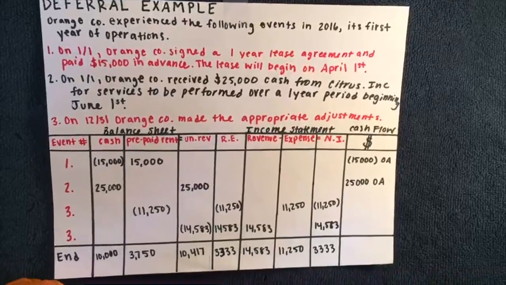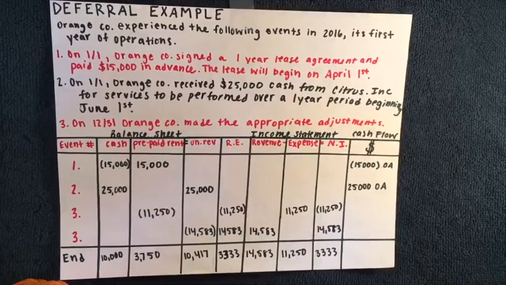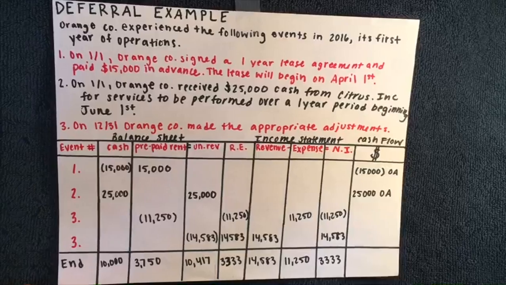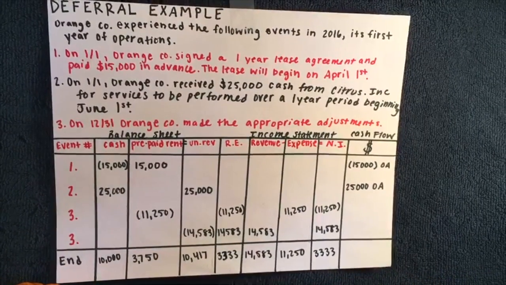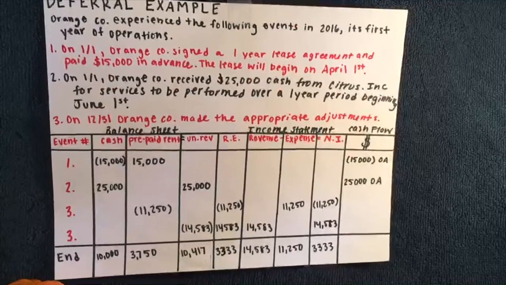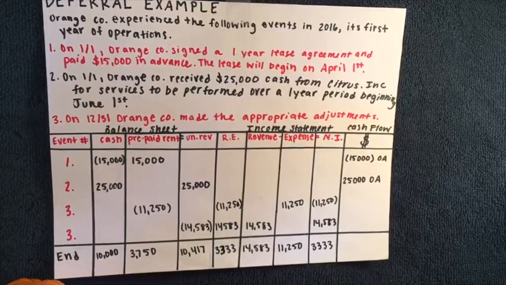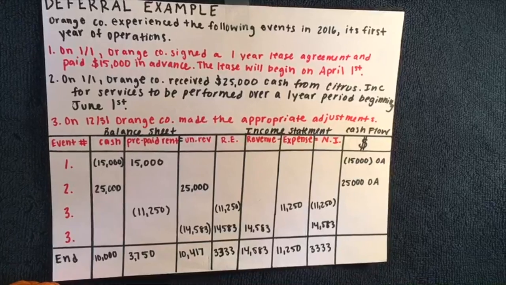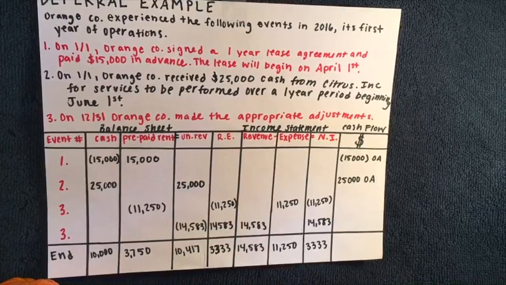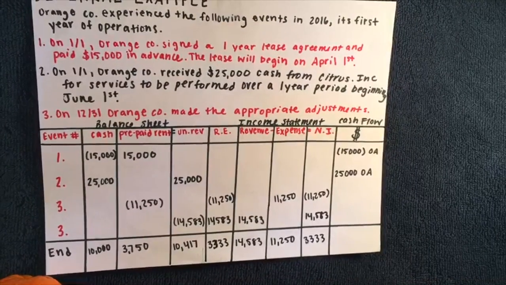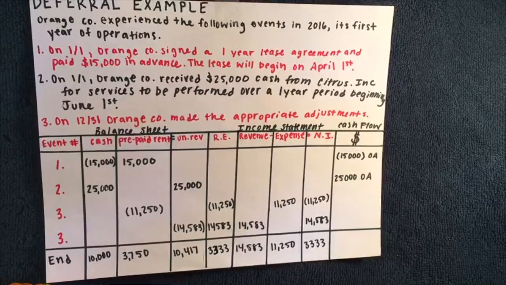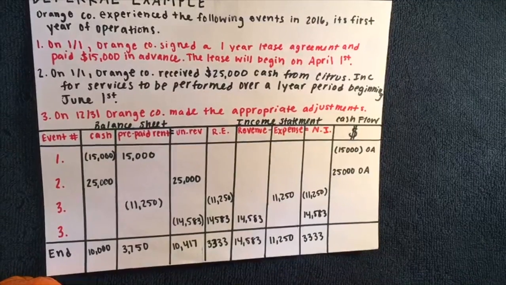In this example, Orange Company experienced the following events in 2016, its first year of operations. In Event 1, on January 1st, Orange Company signed a one-year lease agreement and paid $15,000 in advance. The lease will begin on April 1st. This event will decrease the cash account by $15,000 and increase the prepaid rent account by $15,000. This will be a $15,000 outflow for operating activities.